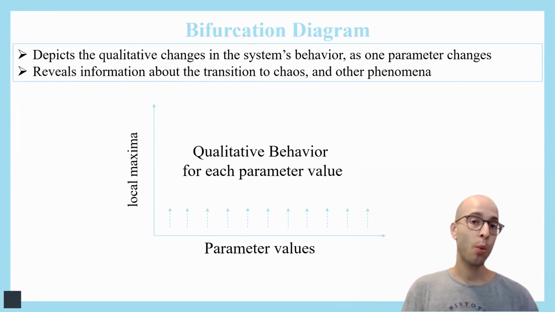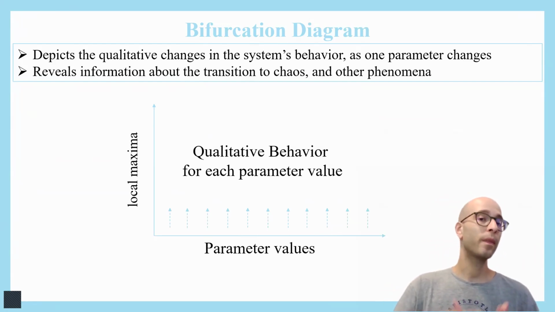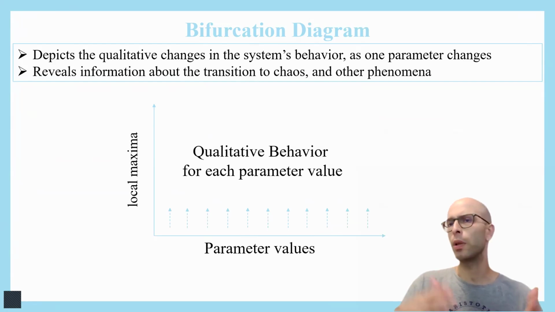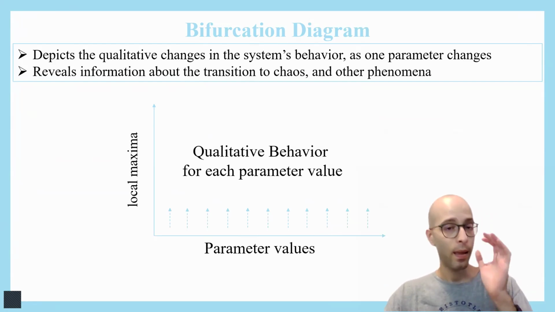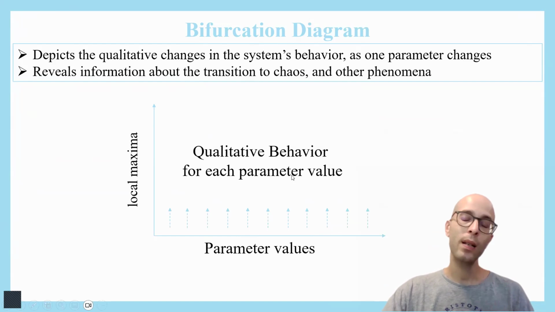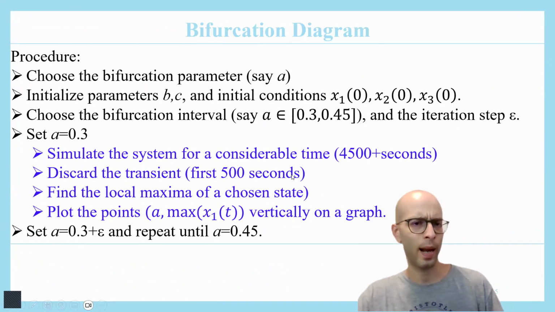We have one local maxima, we have period 1. We have two local maxima, we have period 2. We have more local maxima, we have period n, or we have an innumerable number of local maxima, so we have chaotic behavior. And the pseudocode for plotting this diagram is very simple.